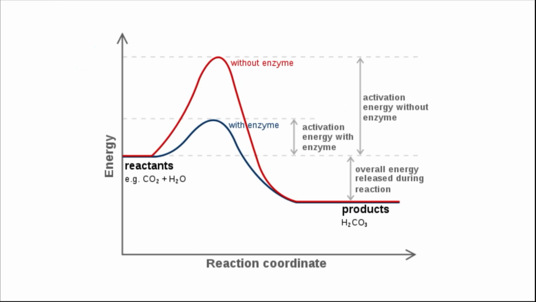Here there are 2 lines, a blue line and a red line. These lines illustrate the energy needed to convert CO2 and water into carbonic acid. On the y-axis is energy. So the higher these lines go means the more energy is used. You can see that with an enzyme present, the blue line ends up using less energy in order to achieve the same amount of product. Without an enzyme, which is the red line, you can see that much more energy is needed in order to gain the same amount of product.